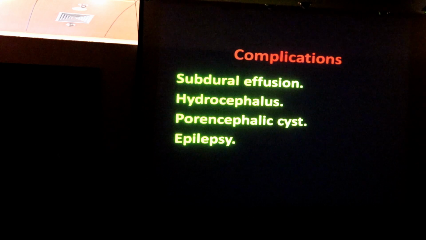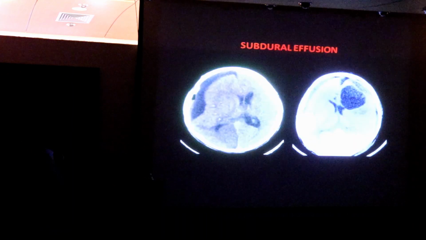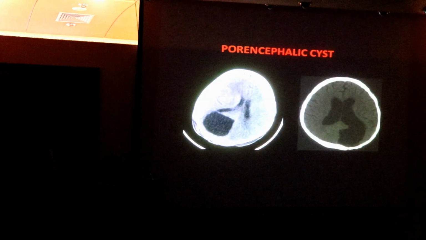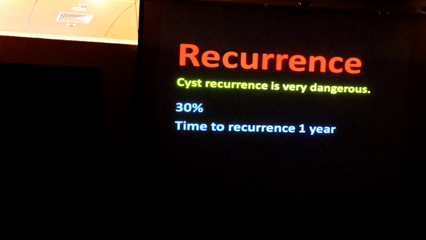What are the complications of removing a brain cyst? You may have subdural effusion, hydrocephalus, porencephalic cyst, or epilepsy. Postoperatively, you may get subdural effusion, hemorrhage at the site of the cyst, or a porencephalic cyst. Recurrence is up to 30%. So cyst recurrence is as dangerous as the cyst itself, and usually it takes 1 year for it to recur.